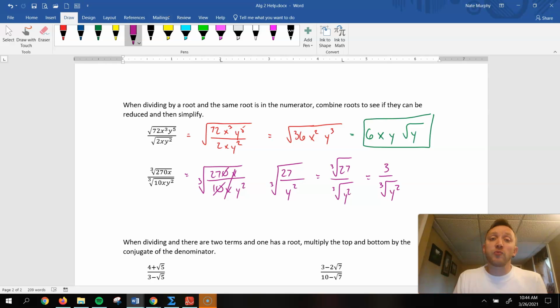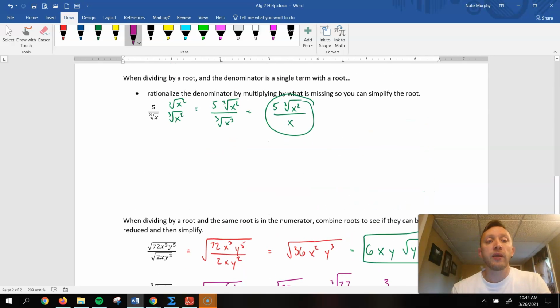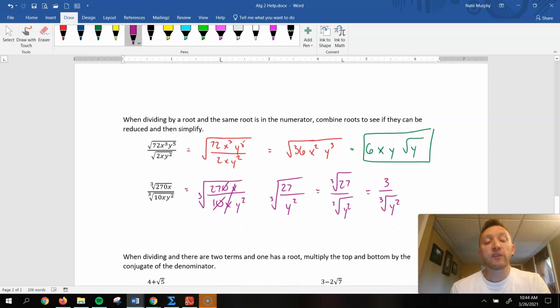Now fractions are really finicky. There's certain things that we can't do with fractions. One of those is that we can't have a root in the denominator. So just like we talked about in that previous example up here where we had 5 over the cubed root of x, we have to get rid of that root.